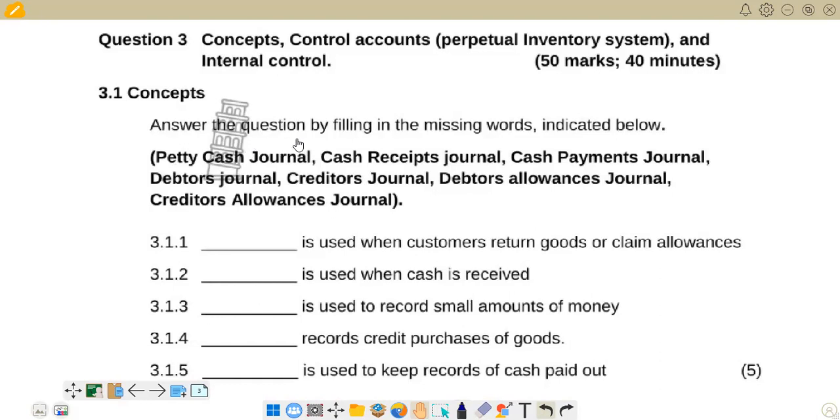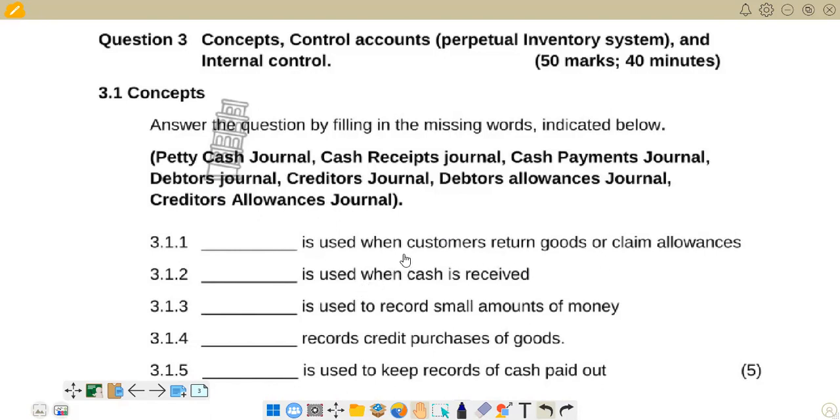The question reads, answer the question by filling in the missing words indicated below. We are given answers there in brackets that we are going to choose from, whereby we have got the petty cash journal, the cash receipts journal, the cash payments journal, the debtors journal, creditors journal, debtors allowance journal, and then lastly the creditors allowance journal. So these are the options that we are supposed to fit in there. For 3.1, we have 3.1.1, which reads: dash is used when customers return goods or claim allowances.